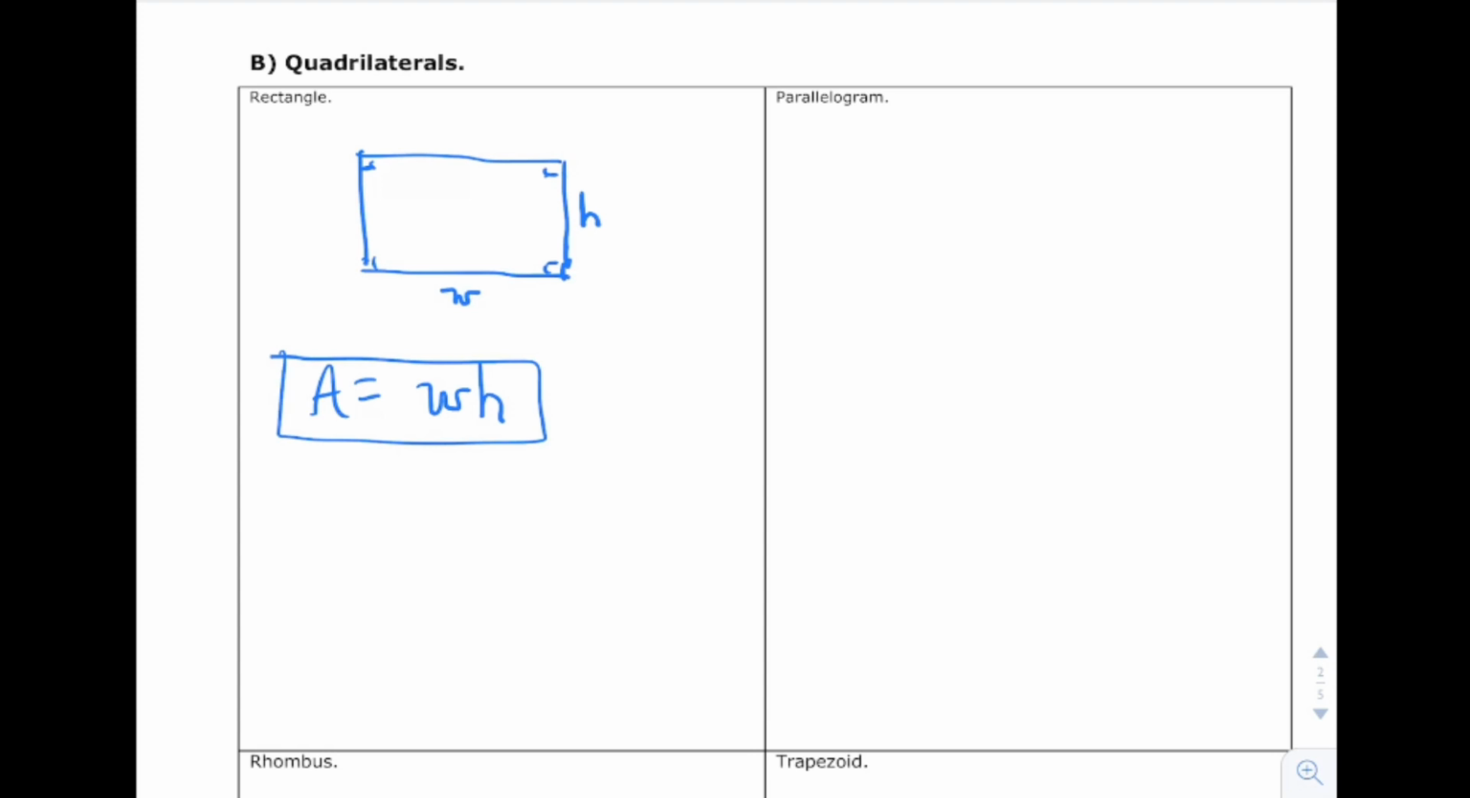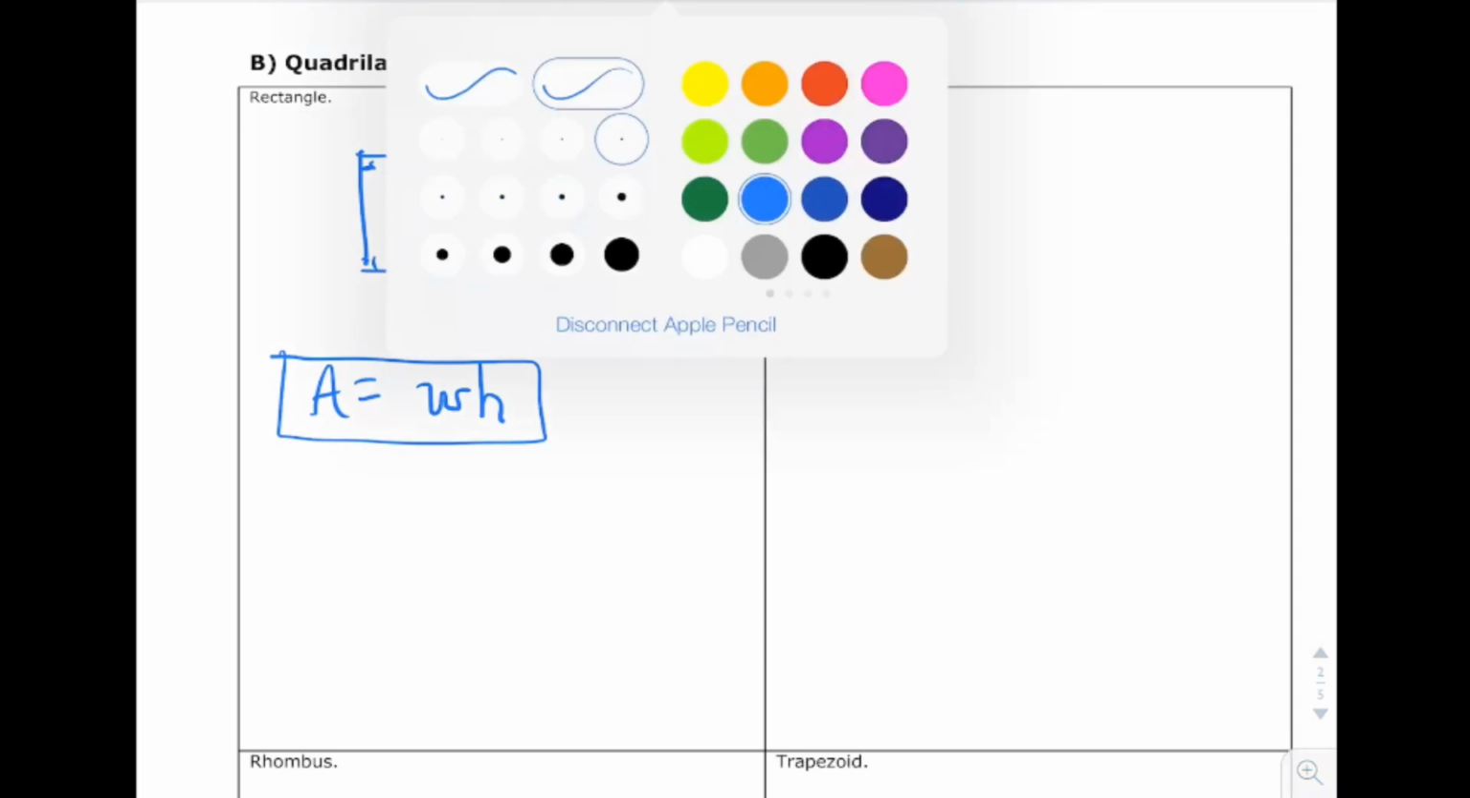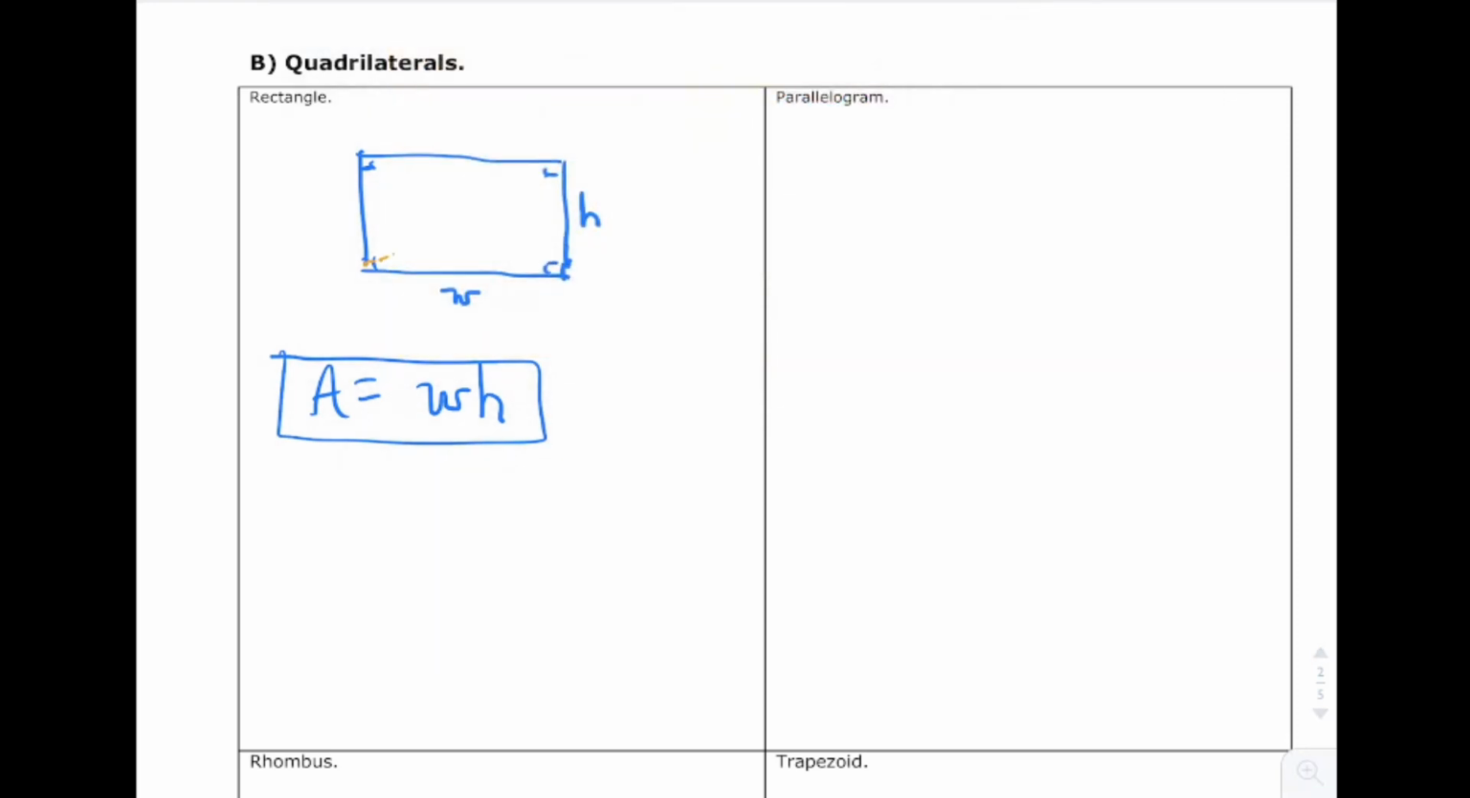What else could we say? We could say the opposite sides are equal. So again, this side's equal to this side, and this side's equal to this side. Not just parallel, but actually equal length. And here's another thing that might come in handy someday. If you were to draw the two diagonals, the diagonals have the same length too. But the diagonals bisect as well. In other words, they cut each other right in half. Okay. That's what I'll say about rectangles.